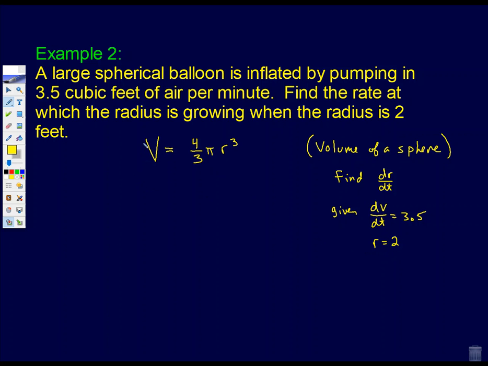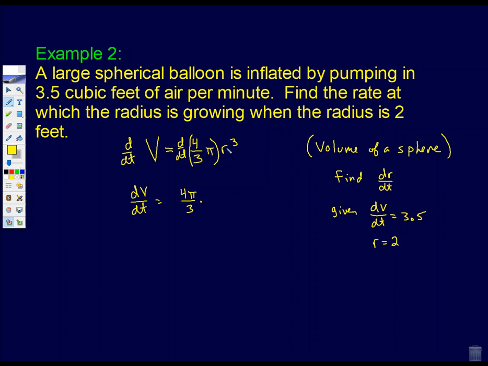So the next step is to take this function and find the derivatives of both sides. So I'm going to apply a derivative with respect to t to both sides. And on the left side, then, that gives me the expression dV/dt. On the right, we notice that 4/3 pi is all a constant. I'm now going to write that as 4 pi over 3. And now we're going to take the derivative of the radius cubed.